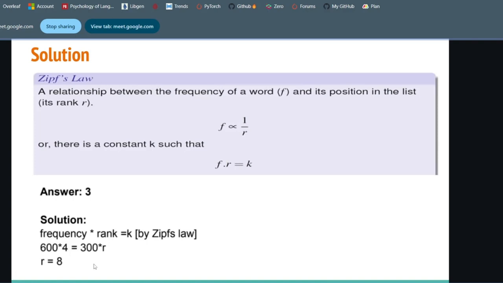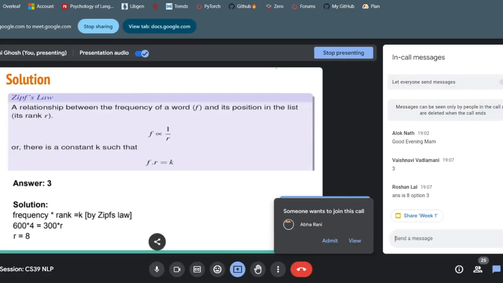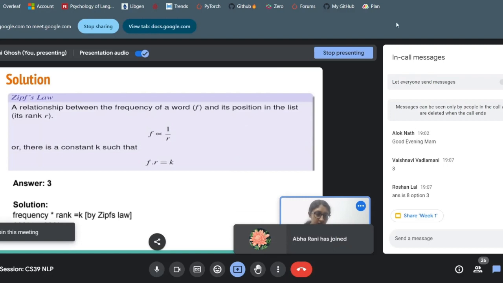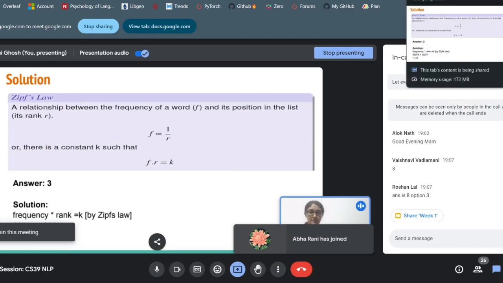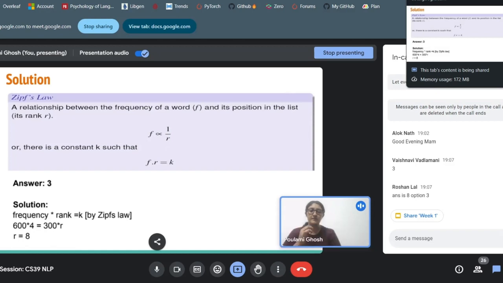I hope everybody could solve the problem. If anybody has a doubt, you could unmute yourselves and ask. Okay, I hope nobody has a problem. We'll go over to the next question. In case people have doubt, rather than posting in the chat, you can unmute yourselves and ask at any point.